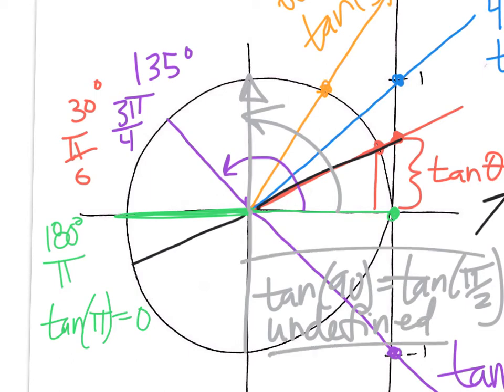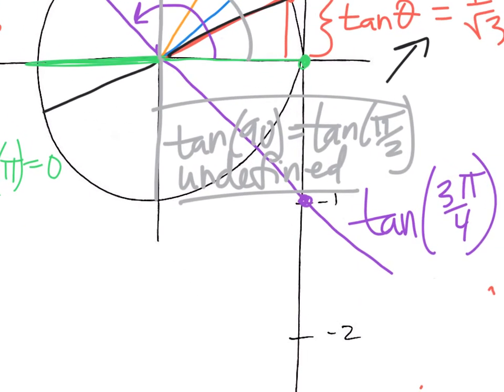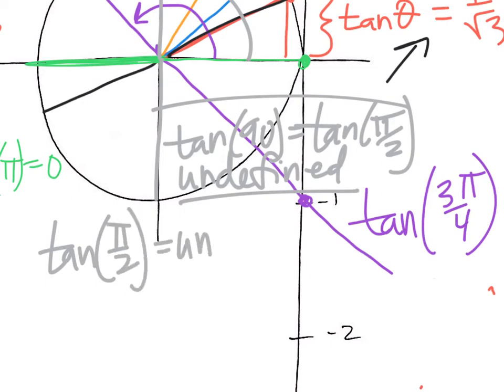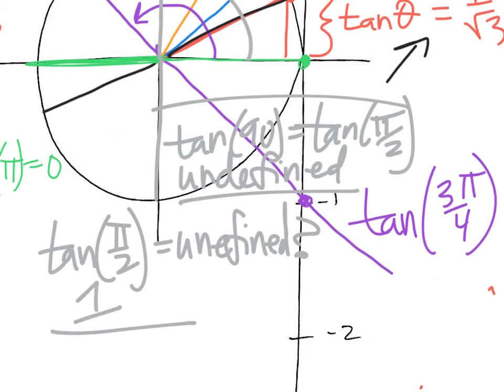Alright. Before we move on to the next page, let's talk about why that is. Why is the tangent of pi over 2 radians undefined? It does not exist. Tangent is the sine over the cosine, and the sine of pi over 2 radians is 1, and the cosine of pi over 2 radians is 0. Aha! Notice how we're dividing by 0. That is not allowed. So, undefined. Cool.